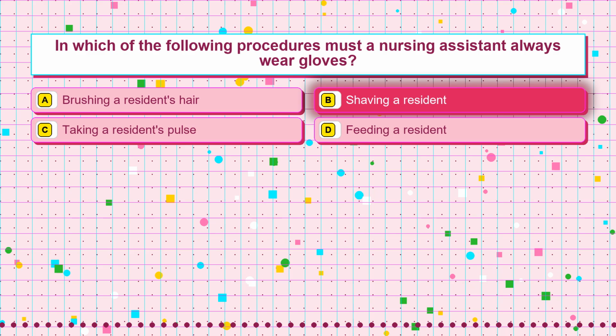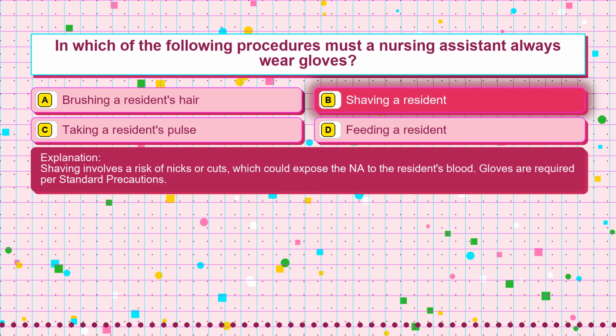The correct answer is option B, shaving a resident. Shaving involves a risk of nicks or cuts, which could expose the NA to the resident's blood. Gloves are required per standard precautions.